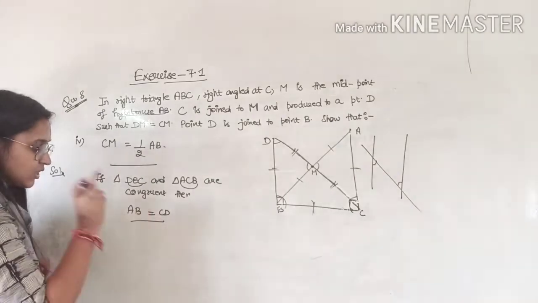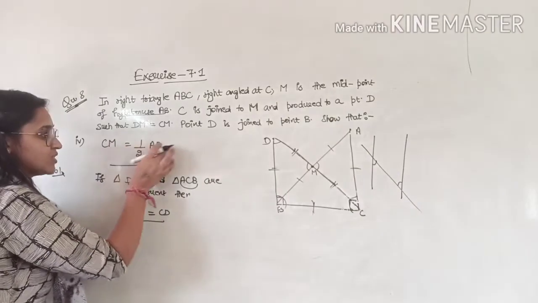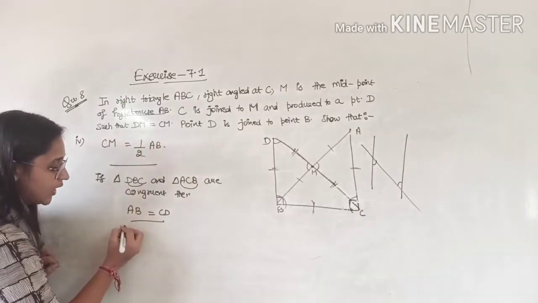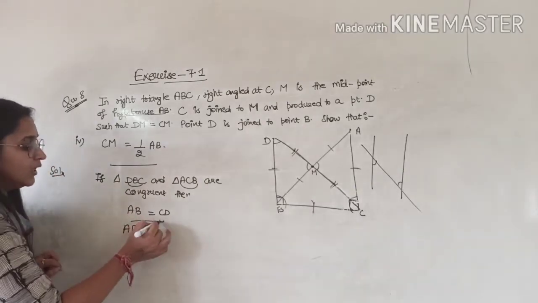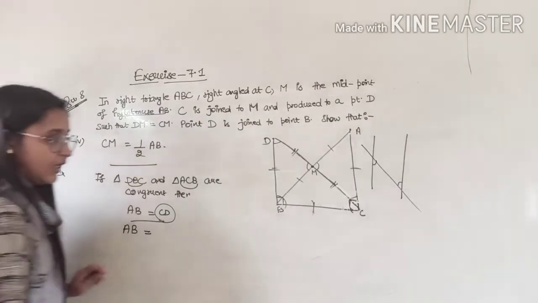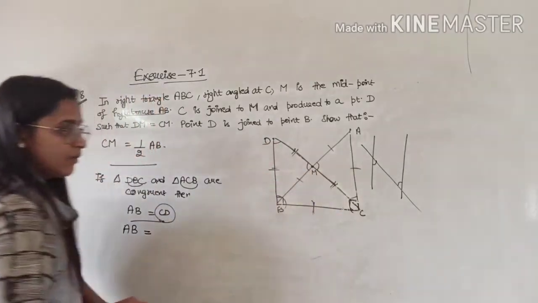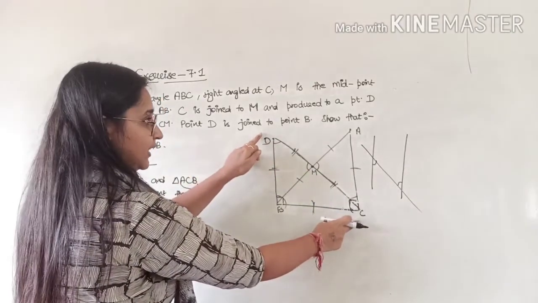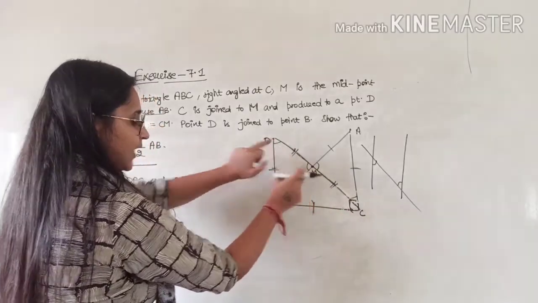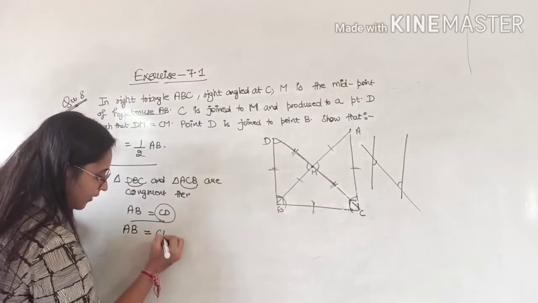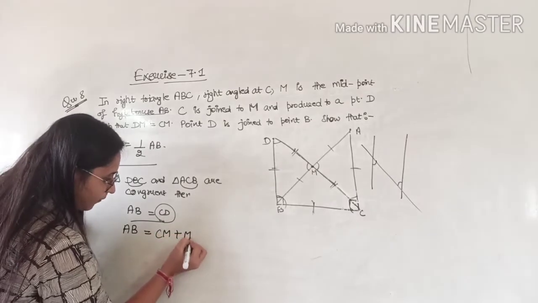Now, if AB is equal to CD, I have to prove CM is equal to 1 by 2 of AB. So I am putting AB as it is. I am not changing AB. In place of CD, can I write CM plus MD? Because this complete line CD is made up of these two parts, CM plus MD. So in place of CD, I am writing CM plus MD.